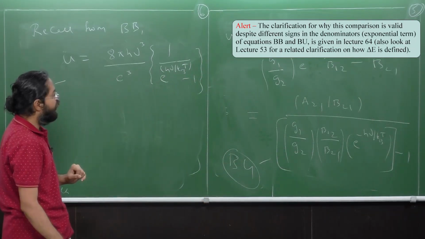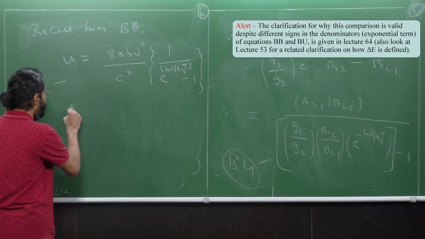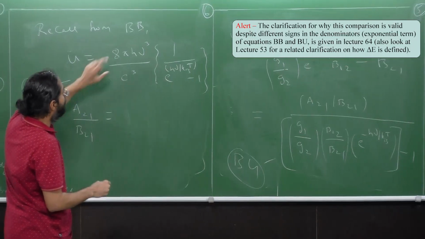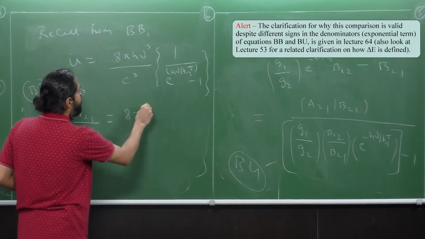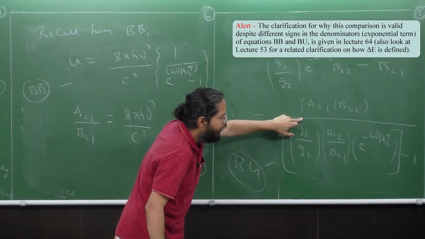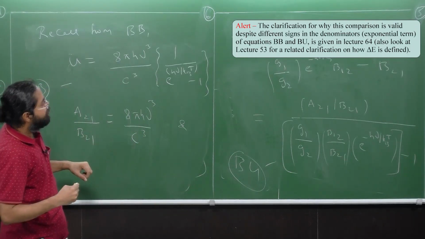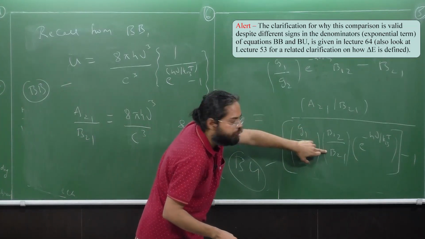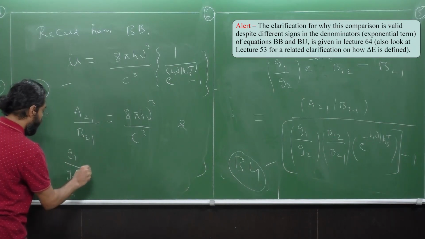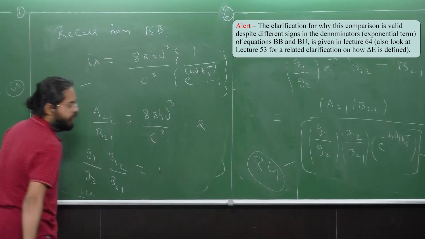Now notice this. If A21 divided by B21 is equal to this term right here, 8 pi h nu cube by c cube, right? If this is exactly equal to this, then this whole thing, G1 by G2 times B12 by B21, is equal to 1. What are we doing?